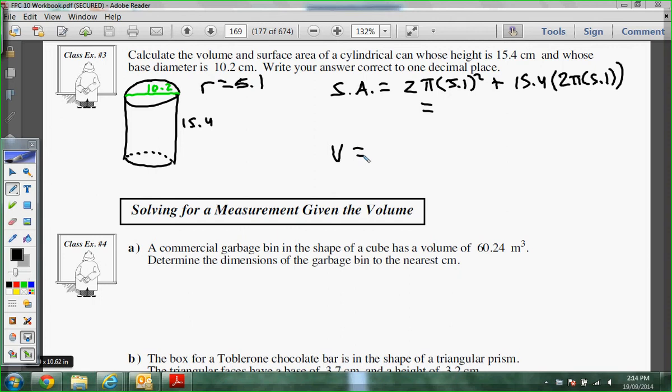Anybody brave enough to say? Yep, 656.9 centimeters squared. Remember, squared because it's surface area, just the surface. It's not something you can fill. It's not three-dimensional. Now, the area inside the can, the volume, Alex, how would I set that up?